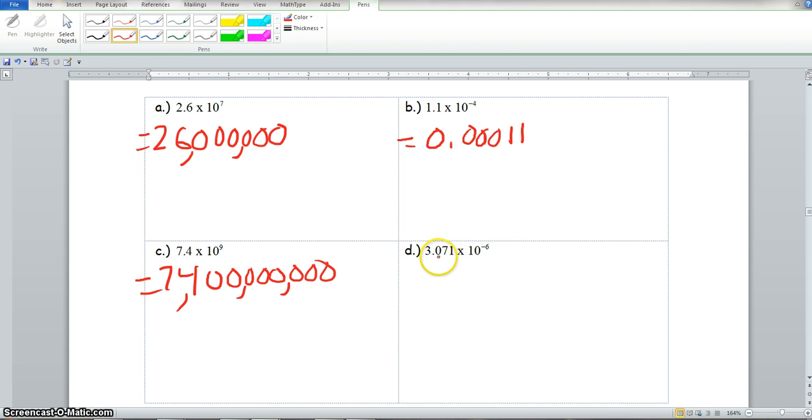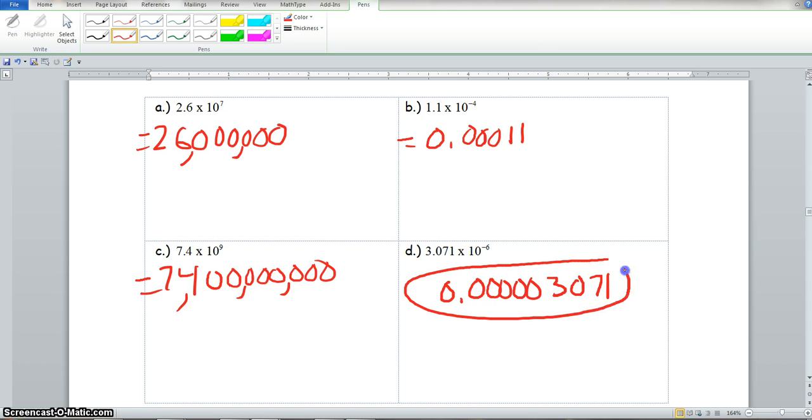Now we have 3.071 times 10 to the negative 6. We need to move that decimal 6 places to the left. So it'll be 0.000003071. That will be the final answer here.